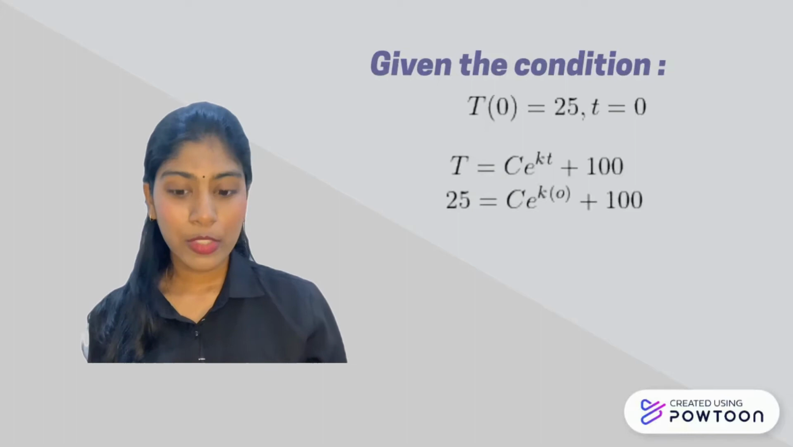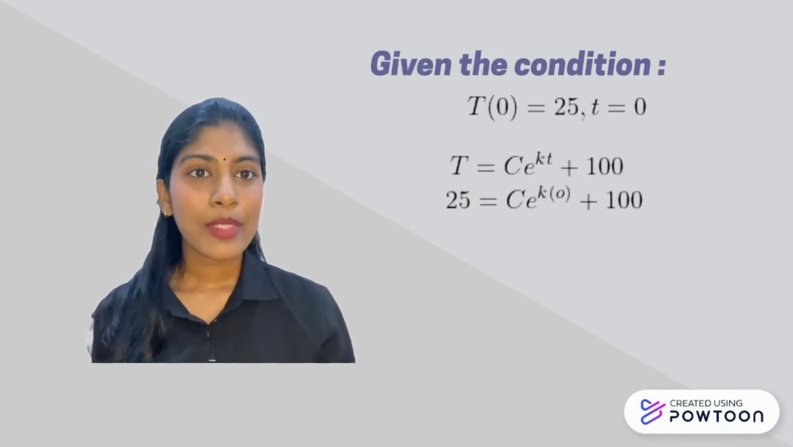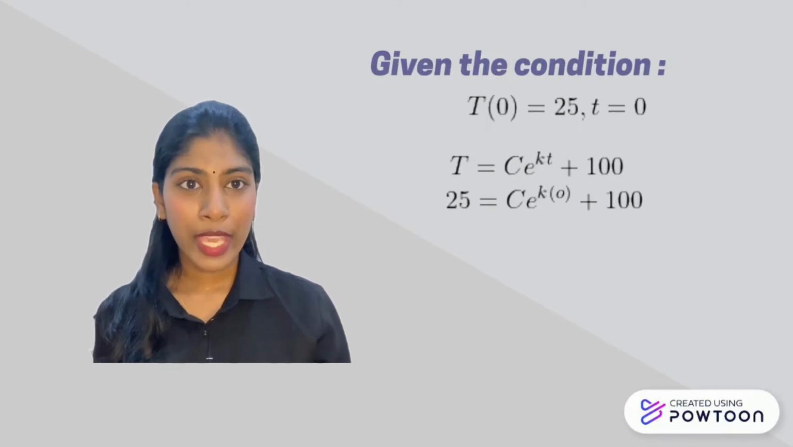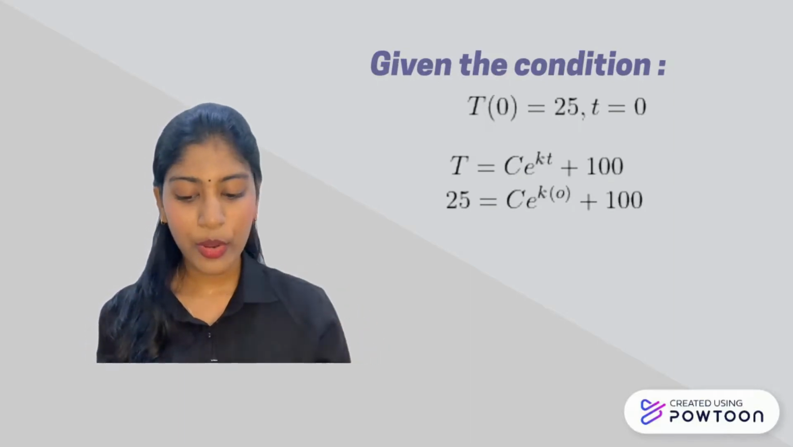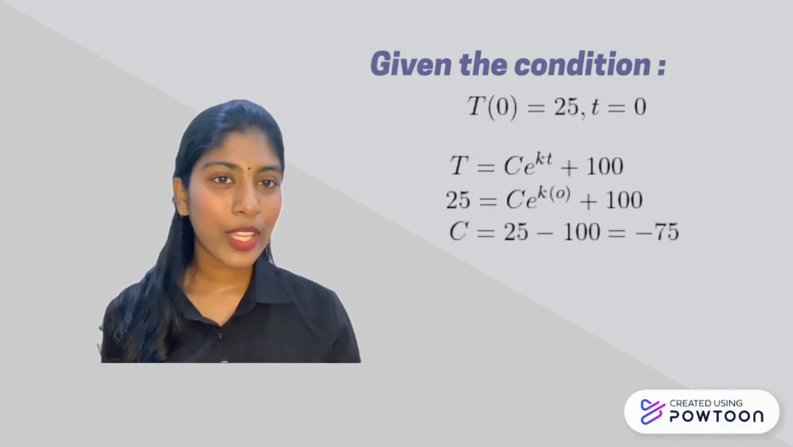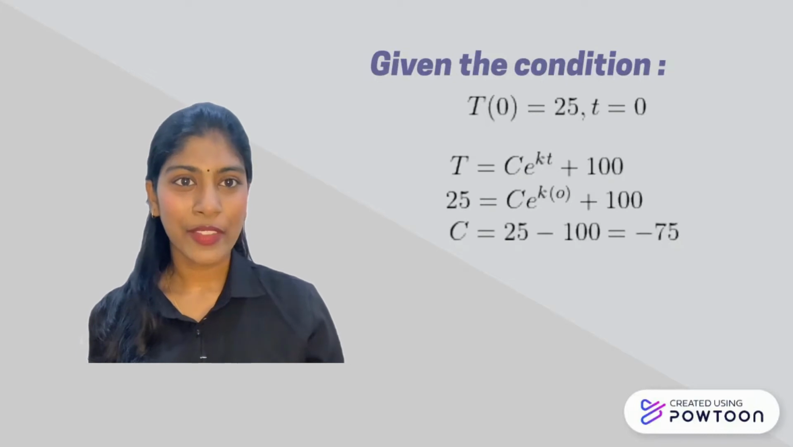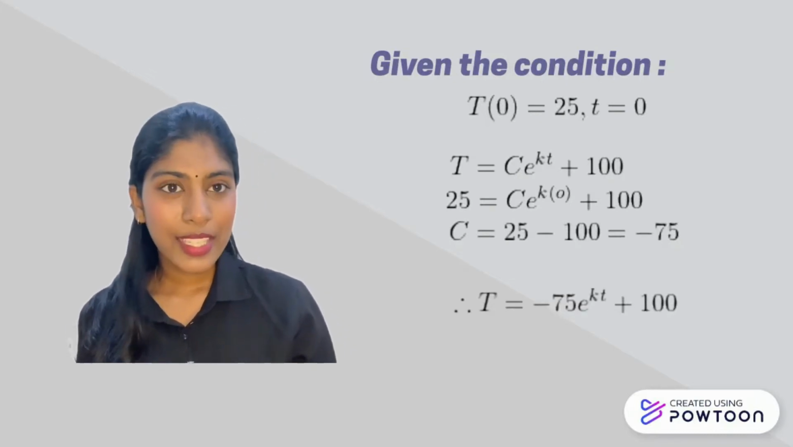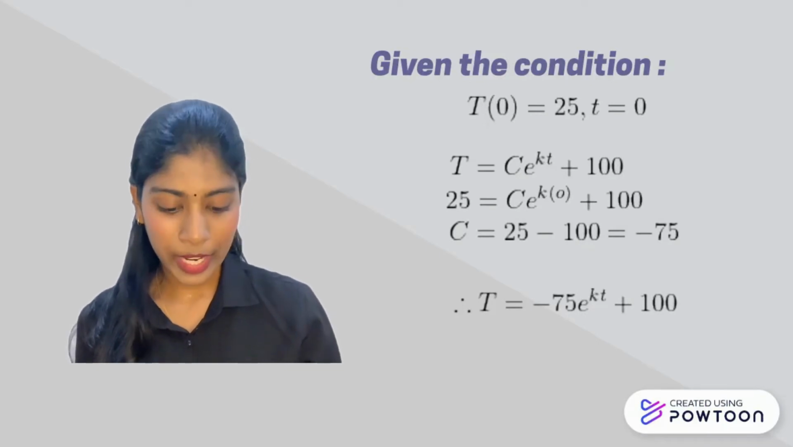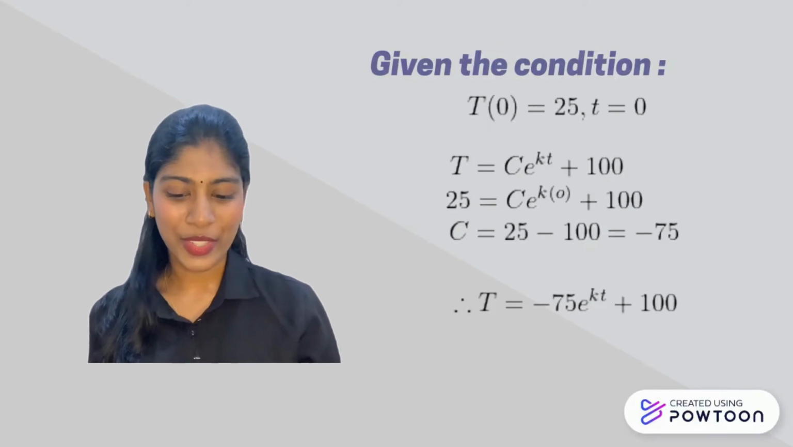The capital T equals 25 equals capital C times e to the power of k times 0, because we substitute the small t, the time, with 0, plus 100. And we solve it, we get capital C, which is the constant, equals negative 75. So we have capital T equals negative 75 times e to the power of kt plus 100.